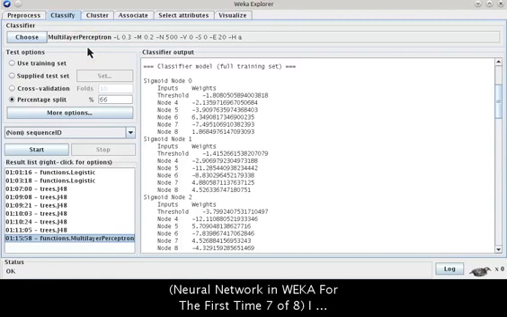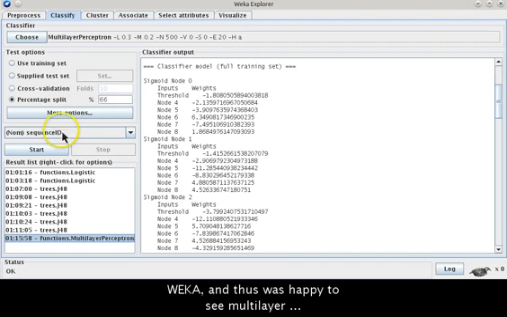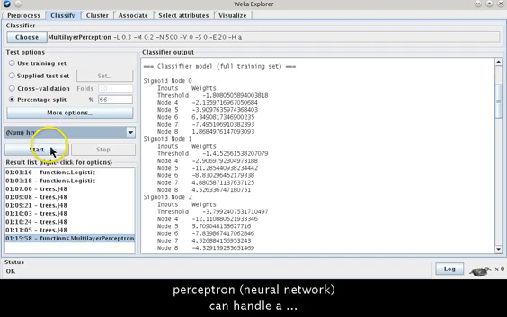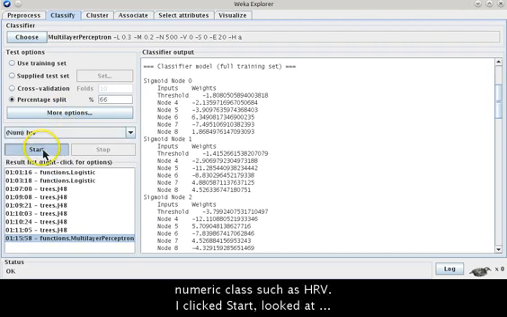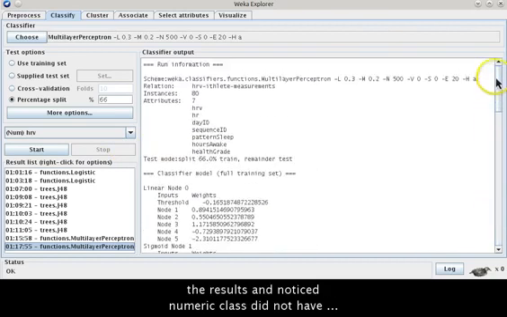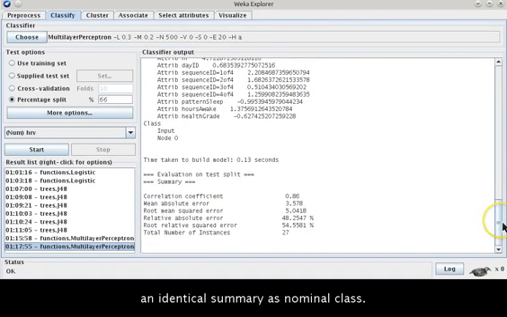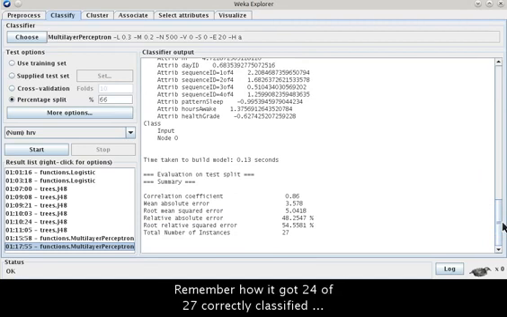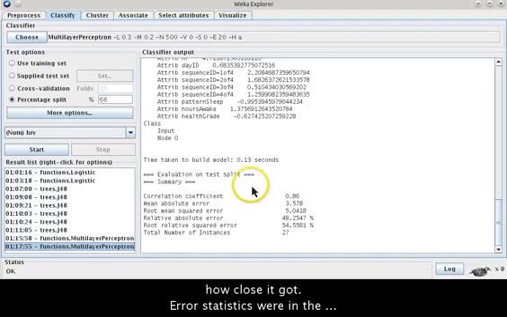I was just trying to get initial experience with WEKA, and thus was happy to see multi-layer perceptron, a neural network algorithm that can handle a numeric class such as HRV. I clicked Start, looked at the results, and noticed numeric class did not have an identical summary as nominal class. Remember how it got 24 of 27 correctly classed instances, or 89%? Well, here with numeric, it seemed less about correct versus incorrect. Instead of saying it got 0 out of 27 correct, the emphasis seemed more on how close it got.